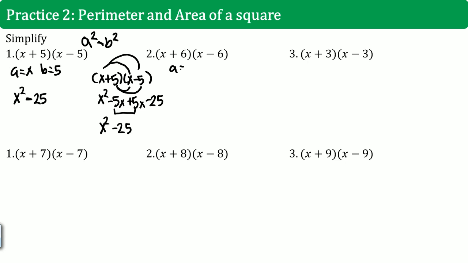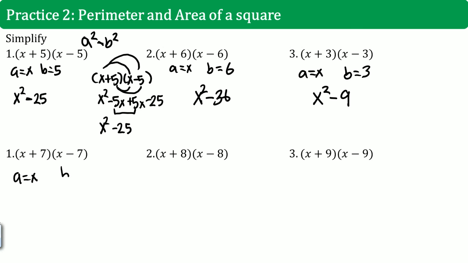Okay, same thing here. A was x, b was 6. So the final answer is x squared minus 36. Okay, this is 3, so a was x, b is 3, so the answer here is x squared minus 3 squared, which is 9. This one, you see how easy it is? A equals x, b equals 7. The final answer is going to be a squared, which is x squared, minus b squared, which is 7 squared, which is 49.